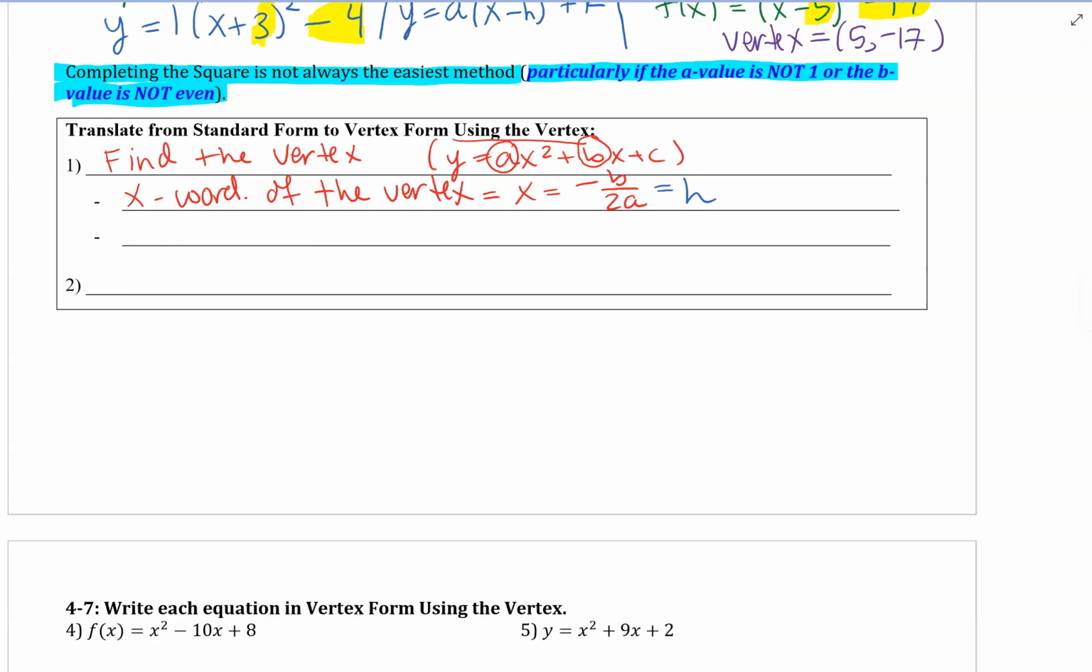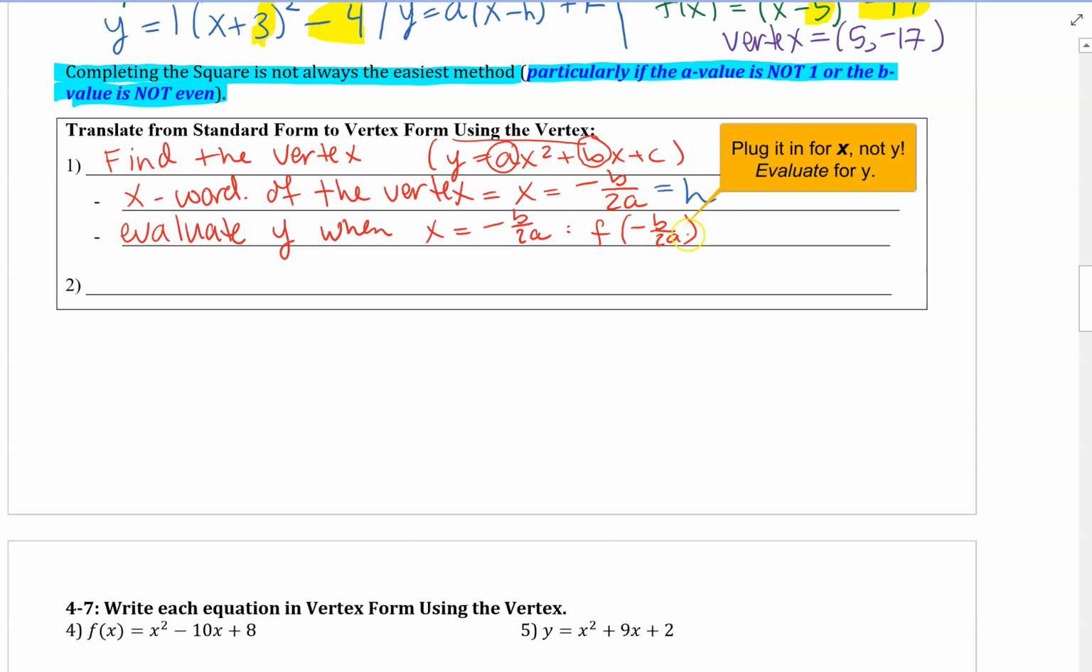Then the way we find the y coordinate is we basically evaluate the function for when x is equal to negative b over 2a. So a lot of the times I write that this way, f of negative b over 2a. That just means you take that value that you just found, you plug it into your equation for y and solve, and then that'll give you the y coordinate of your vertex. So that is actually finding k.